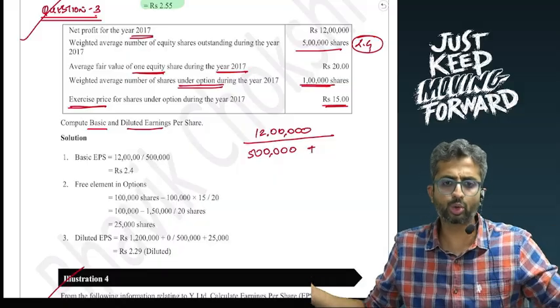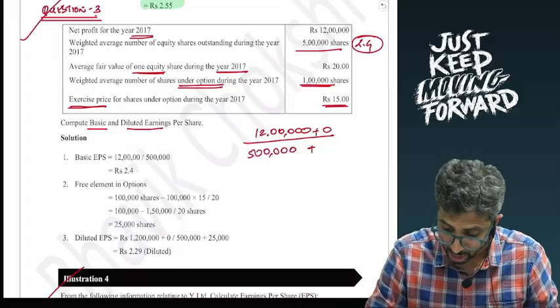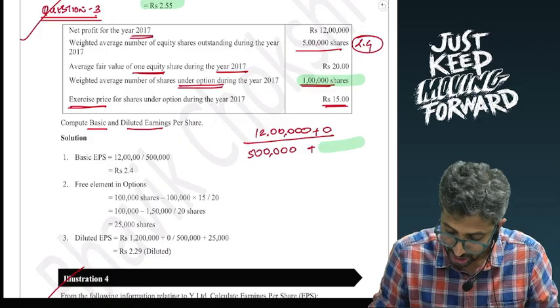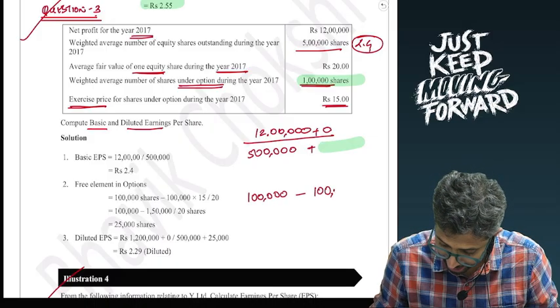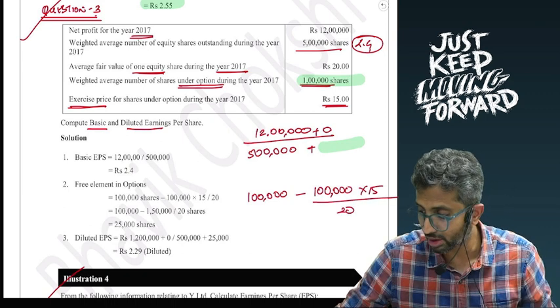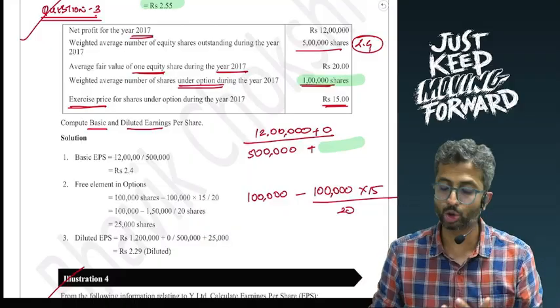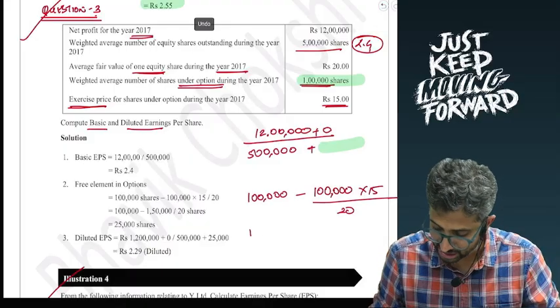In the numerator, there is no cost saving. There was nothing to be paid to the option, so nothing is added. But that is wrong. I cannot add the entire 1 lakh because I will issue 1 lakh shares, yes, but this will give me 1 lakh into 15, that is 15 lakh rupees, which I will buy back. 15 lakhs divided by 20. I will buy back at 20 rupees in the market, and hence that is equal to 1 lakh minus 75,000.